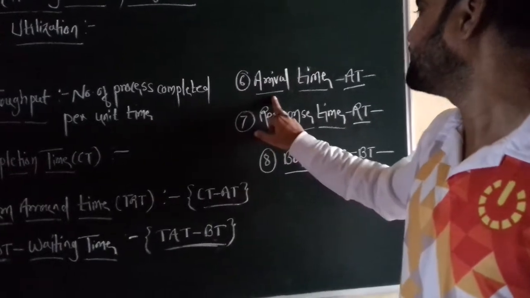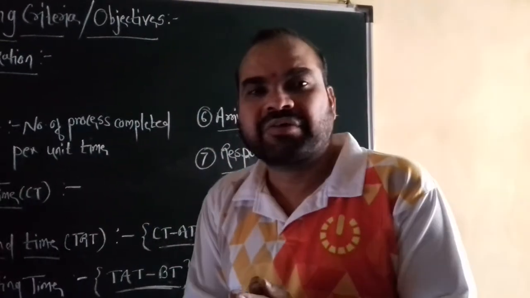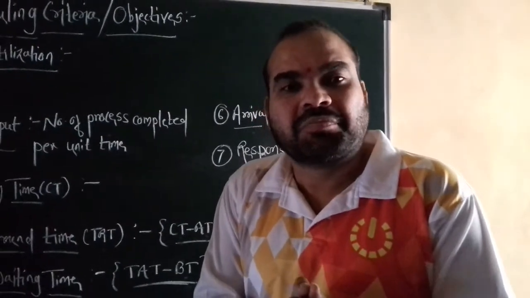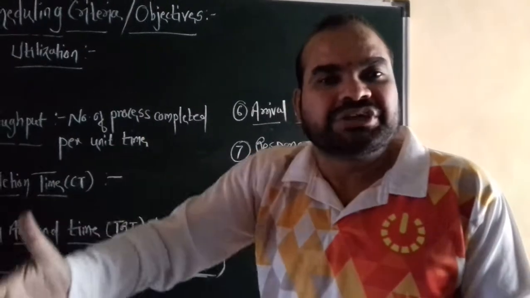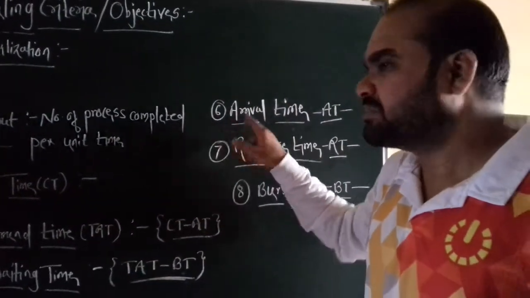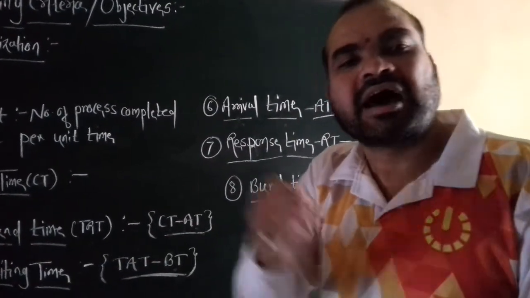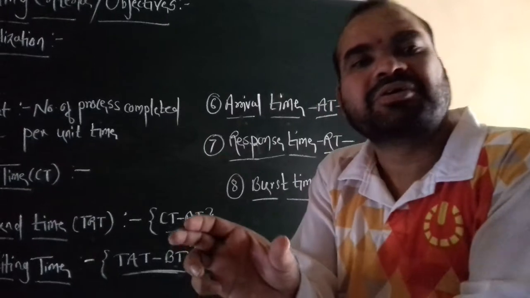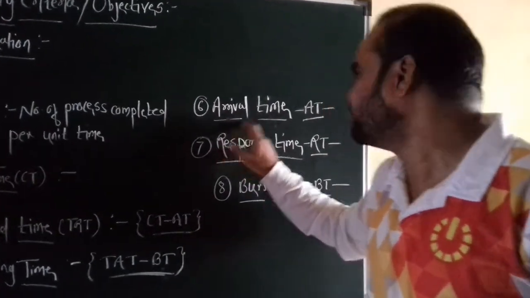Now the next point is arrival time. Arrival time is what exactly? Whenever a particular process enters the machine, that particular time is the arrival time. It means the time at which a process reaches or arrives in the machine. Arrival time's short form is AT.